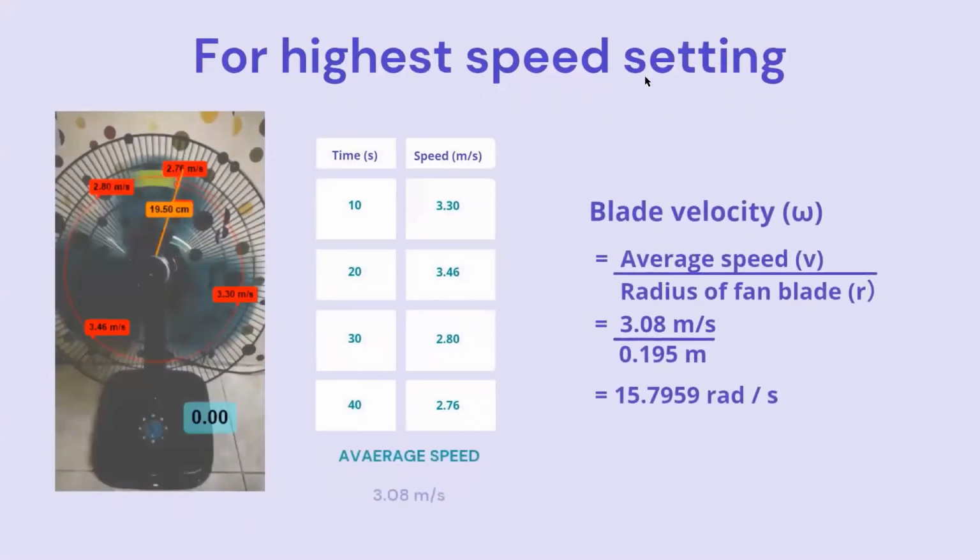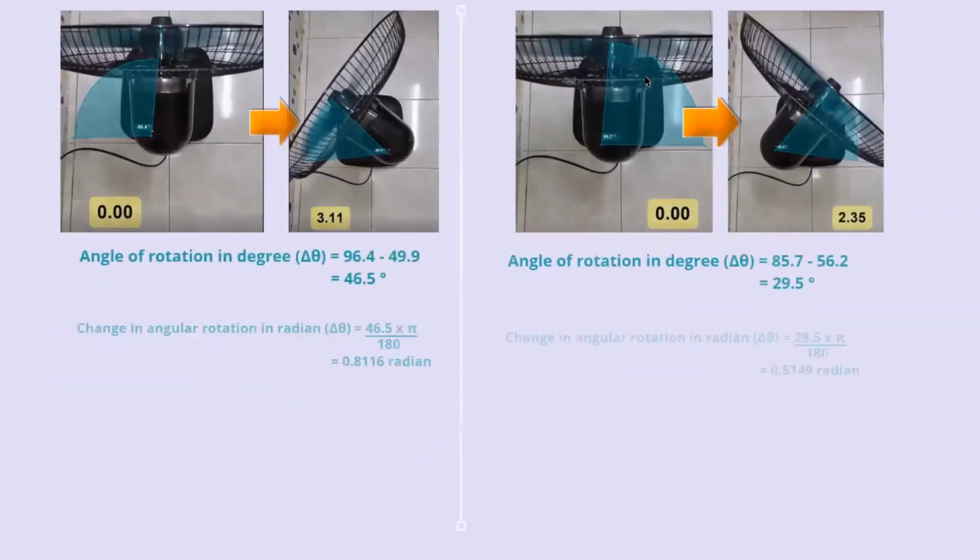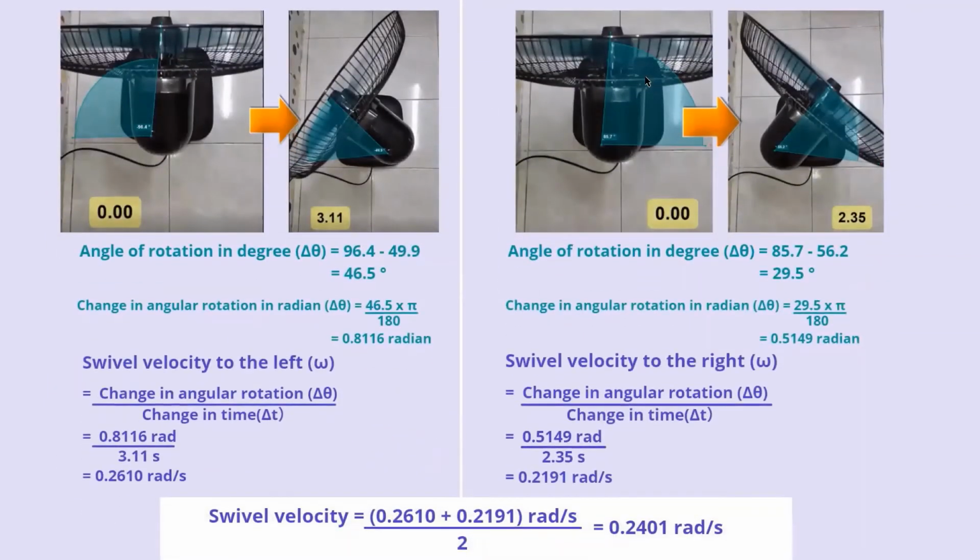The same steps can be performed to find the blade velocity at the highest speed setting. The average fan blade speed is 3.08 meters per second, and by dividing it by the radius, the blade velocity is 15.7959 radian per second. At higher speed setting, the fan turns 0.8116 radian to the left in 3.11 seconds, while it turns 0.5149 radian in 2.35 seconds to the right.